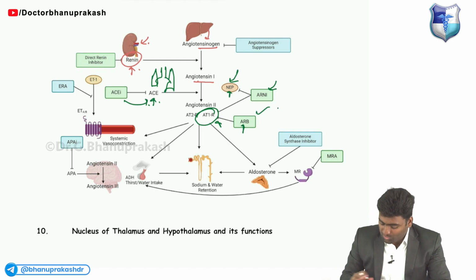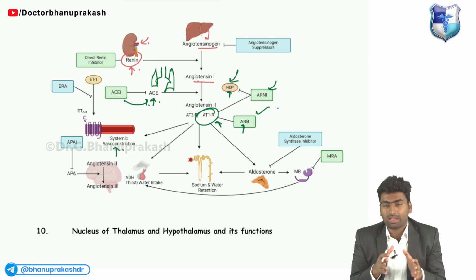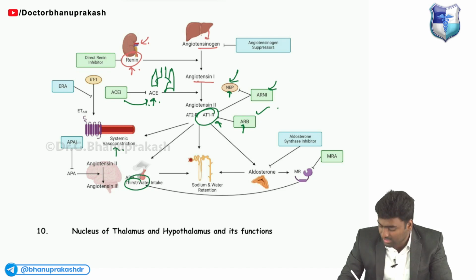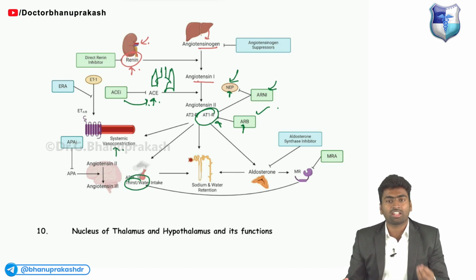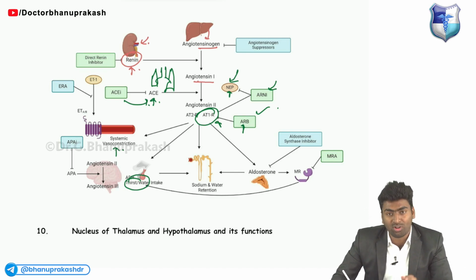As I told you, angiotensin causes vasoconstriction, and if there is no vasoconstriction, the blood pressure will drop. Next, it stimulates the thirst center. If there is no thirst, there will be less water intake, and less water intake means less volume in the blood. And next, it causes sodium and water retention.